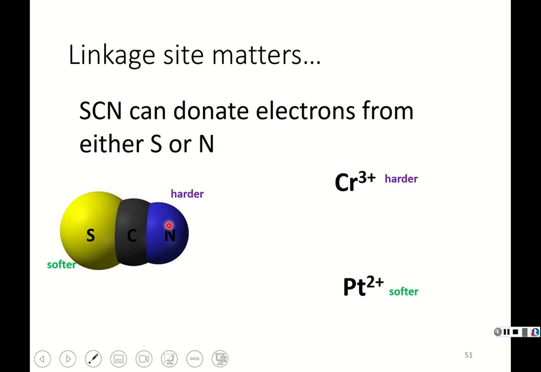The linkage site matters as well. If you have a molecule like SCN, one side, the nitrogen, will be harder and the sulfur side will be softer. So with different acids, chromium is a harder acid, so it's going to want to bond preferentially to the nitrogen. Hard likes hard, soft likes soft. So platinum, which is a softer acid, would tend to bind to the sulfur side.